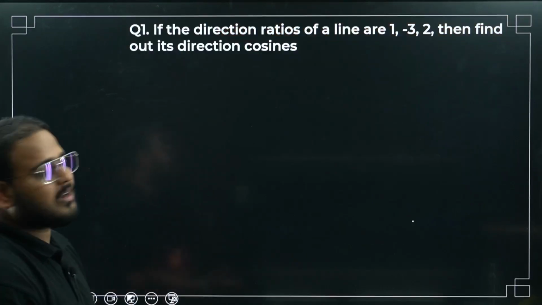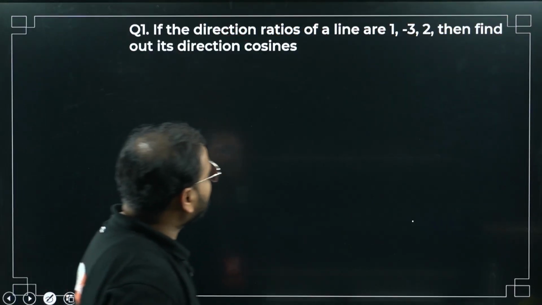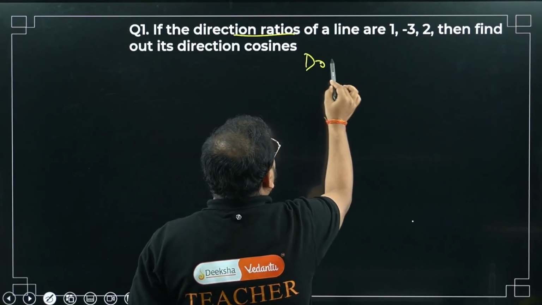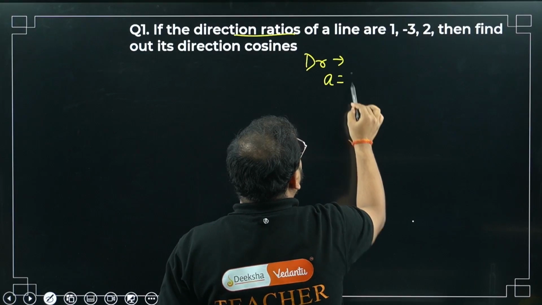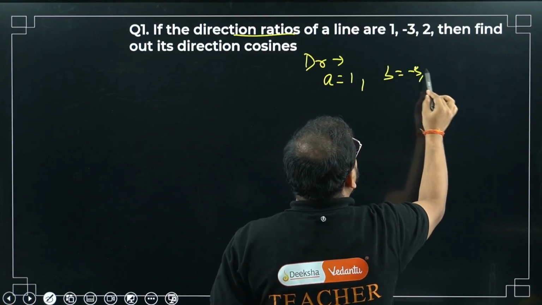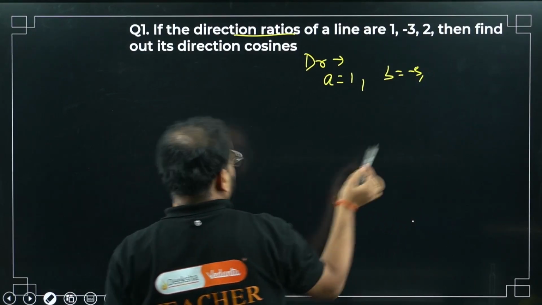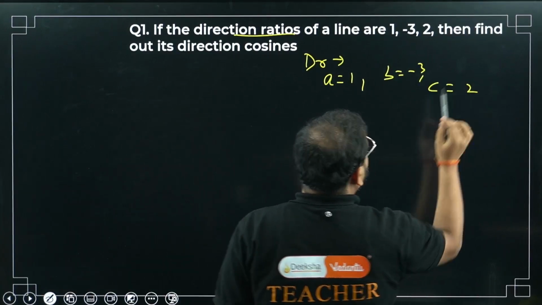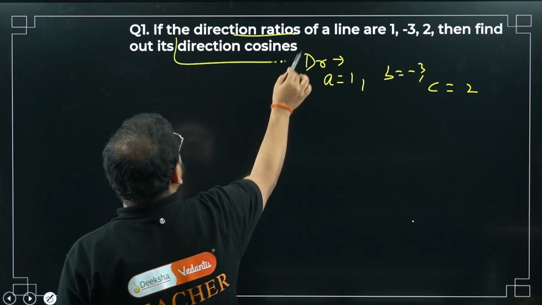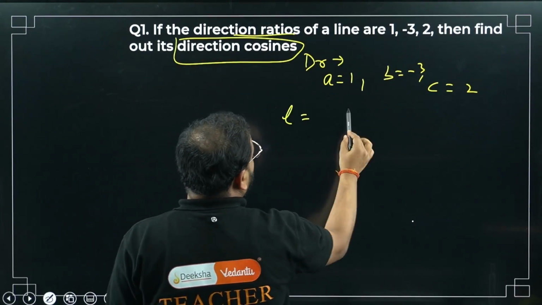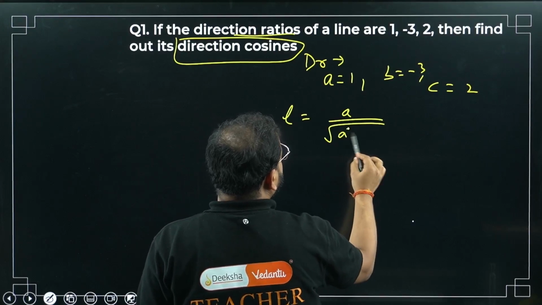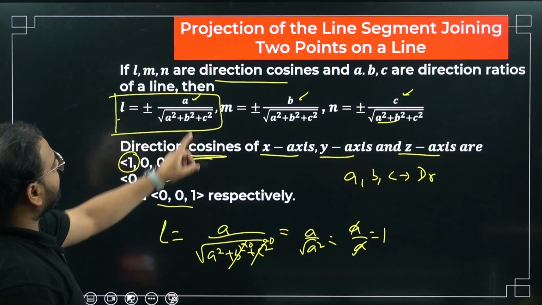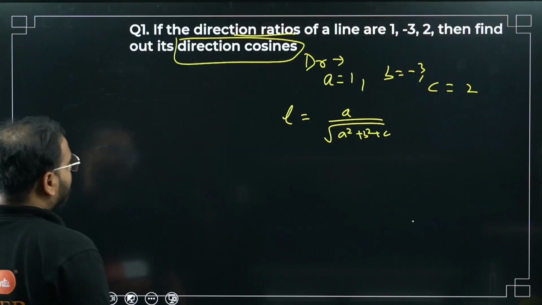Moving on to question number 1. If the direction ratios of a line are 1, minus 3 and 2, what is given here? Direction ratios: a is given as 1, b is given as minus 3, and c is given as 2. Then find the direction cosines. Remember this, l is equal to a upon the square root of a square plus b square plus c square, with both plus and minus signs.